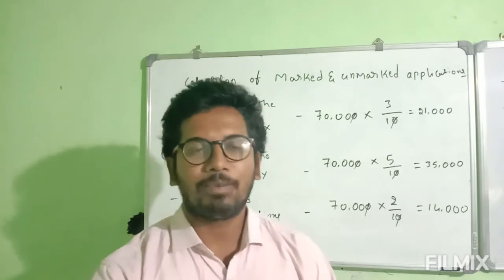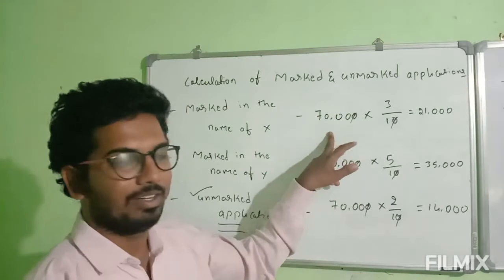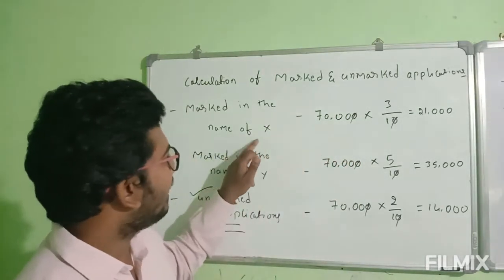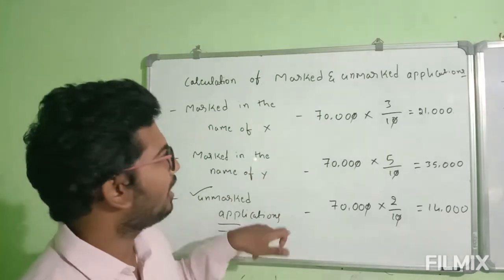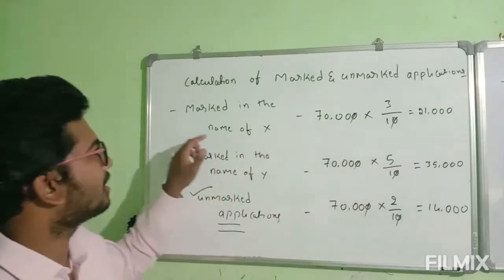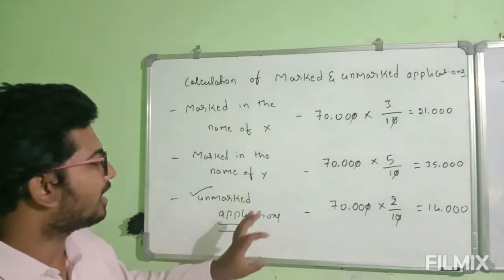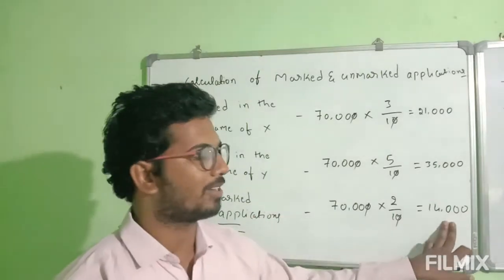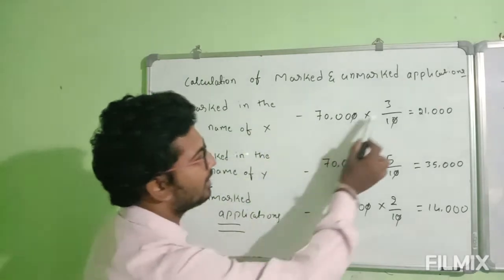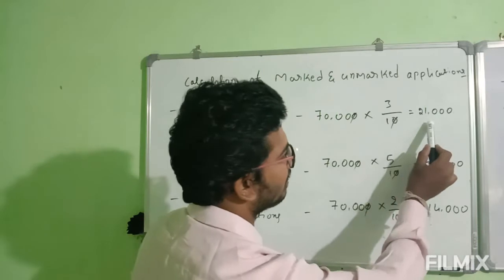The public applied subscription is nothing but 70,000, which they have given in the question. Underline that. If we distribute that 70,000 to X, Y and the company, the shares that X will get we call marked shares. The portion that the company will get we call unmarked shares. Distributing and marking in the name of X, in that ratio, 70,000 into 3 by 10 gives 21,000.